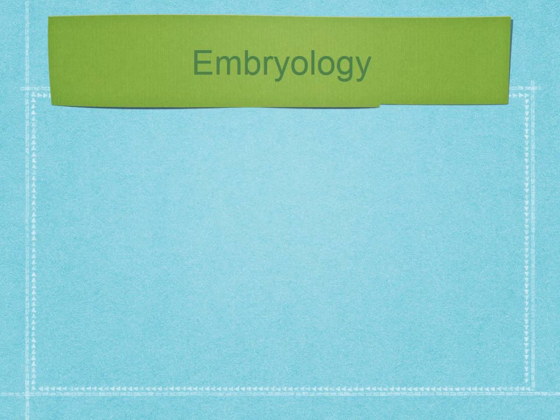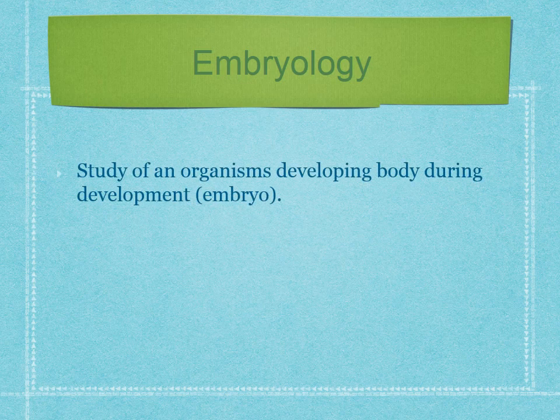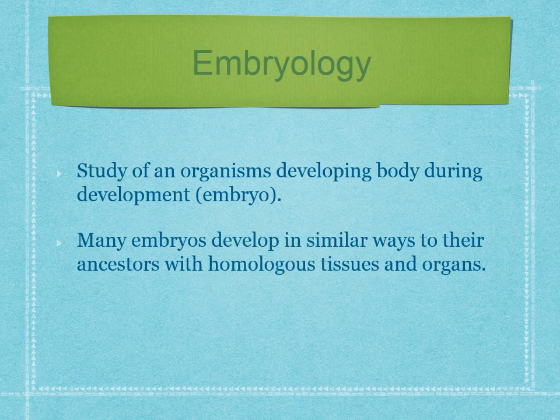And this, I think, is probably one of the coolest pieces of evidence. It's embryology. If you don't know what embryology is, it's essentially the study of an organism's developing body during development, or the study of watching an embryo grow. Many embryos we see develop in really similar ways and include homologous tissues and organs. So essentially what I'm saying is that when you're developing, we share those developmental tissues and a lot of different structures with many other organisms.